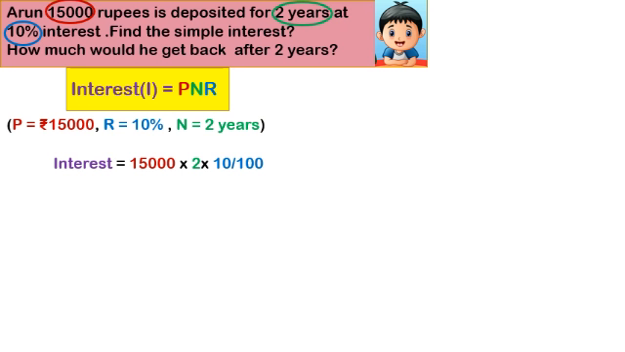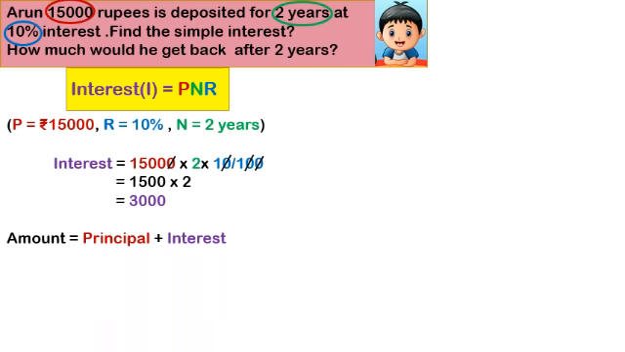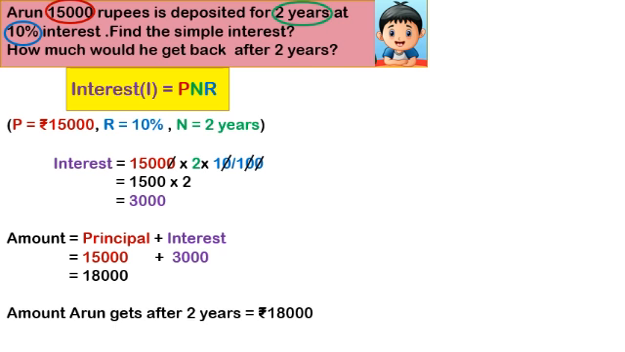When we substitute these to the formula, we will get interest equal to 15,000 into 2 into 10 by 100. When we solve it, we will get interest equal to 1500 into 2, which is equal to 3000 rupees. And we know amount equal to principal plus interest. So we get principal is 15,000 rupees plus interest 3000 rupees, which is equal to 18,000 rupees. So we can say amount Arun gets after 2 years equal to 18,000 rupees.